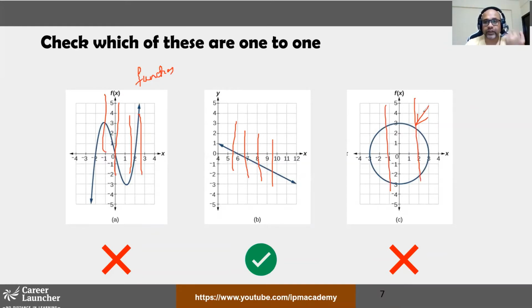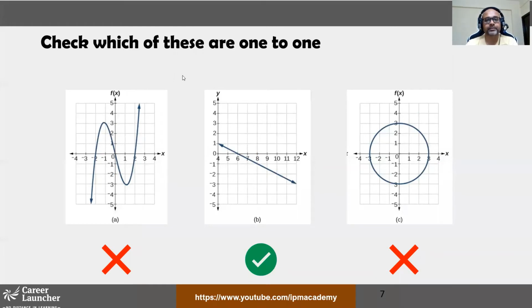This is not even a function because the vertical line is also cutting twice. So first of all, if it is not even a function, it cannot be called a one-to-one function at all. It could be called a one-to-one relation, but that also it fails because the horizontal line test is failing. Okay, well, that's about your one-to-one.